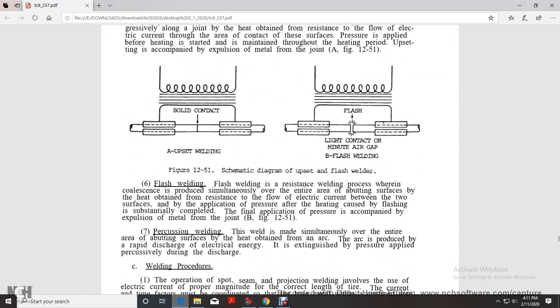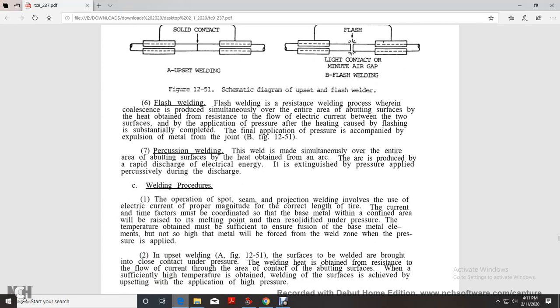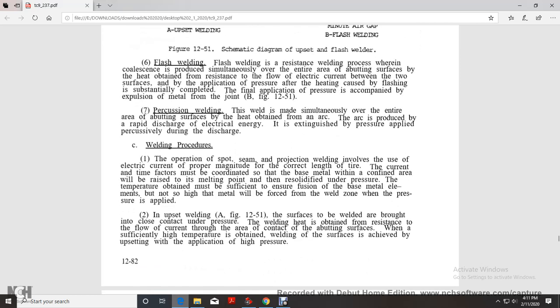Flash welding. Flash welding is a resistance process in which coalescence is produced simultaneously over the entire area of abutting surfaces by the heat obtained from the resistance to the flow of electrical current between the two surfaces, with pressure applied after heating is substantially complete, accompanied by the expulsion of metal from the joint. Percussion welding. The weld is made simultaneously over the entire area of abutting surfaces with heat obtained from an arc. The arc is produced by a rapid discharge of electrical energy and extinguished by pressure applied percussively during the discharge.